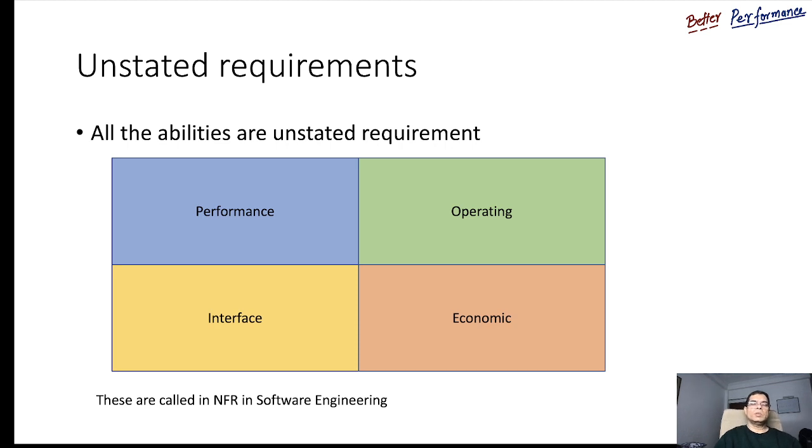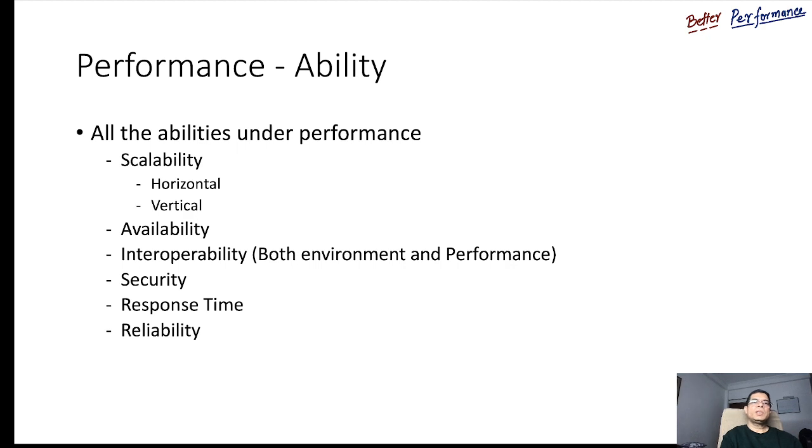Now we are going to discuss some of them. The abilities which come out of performance are majorly scalability. Scalability could be horizontal or vertical. Availability is how much the system is going to be available. It is going to be three nines, four nines or five nines. Three nines means 99.9% available, 99.99% available, or 99.999% availability. Similarly, interoperability is another thing where both environment and performance play a role.